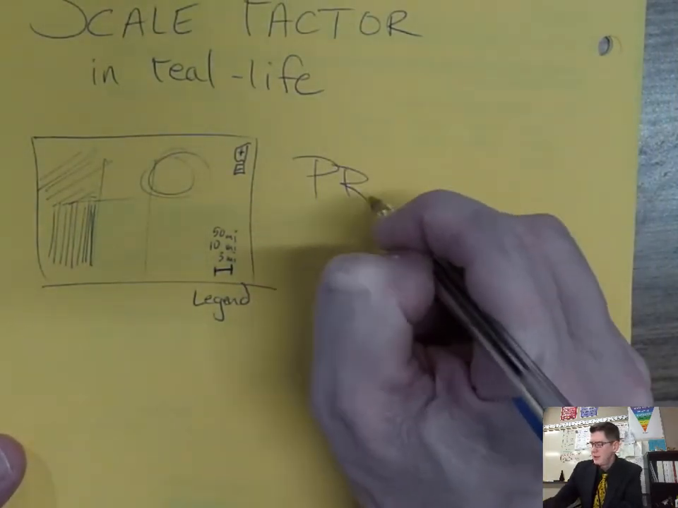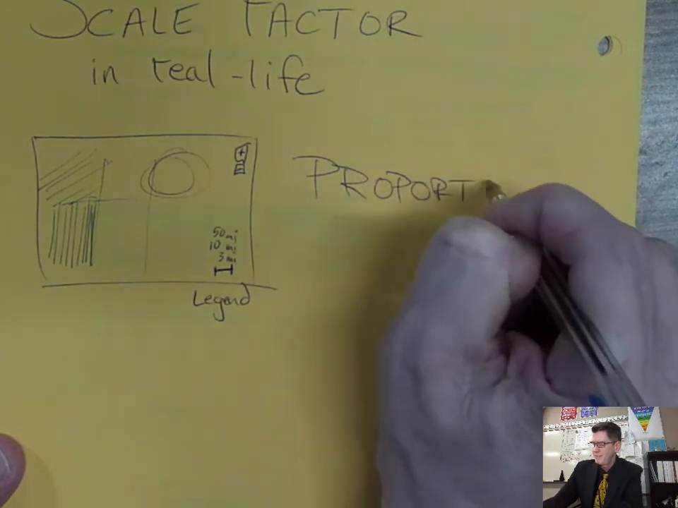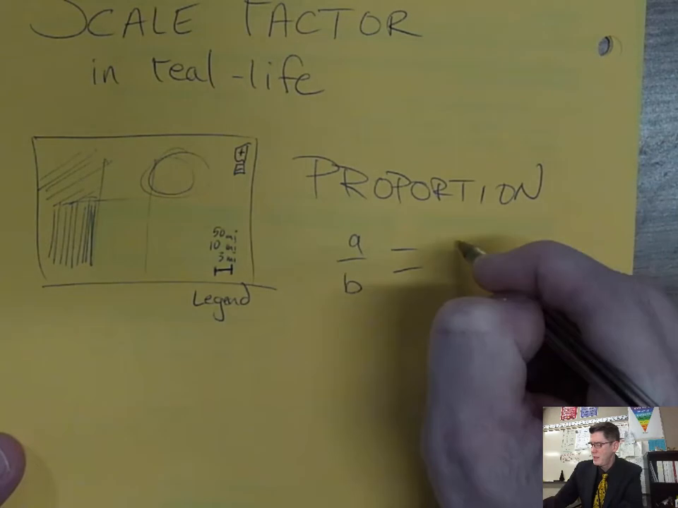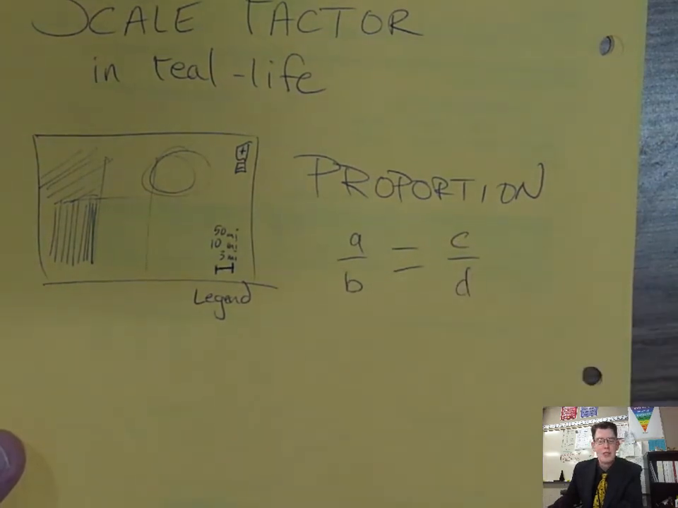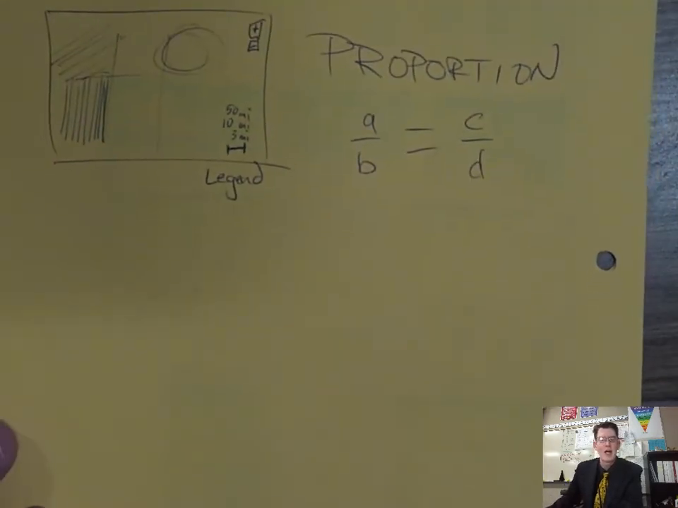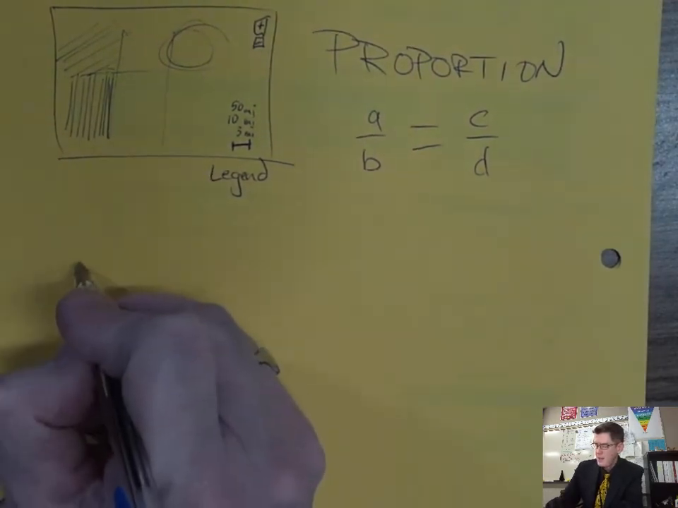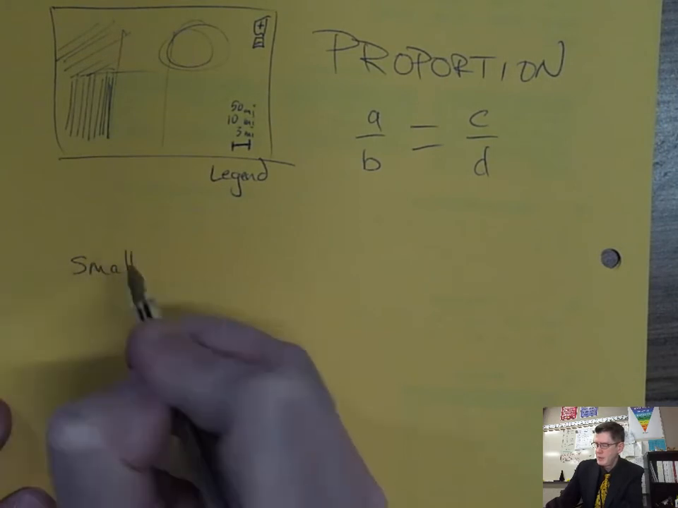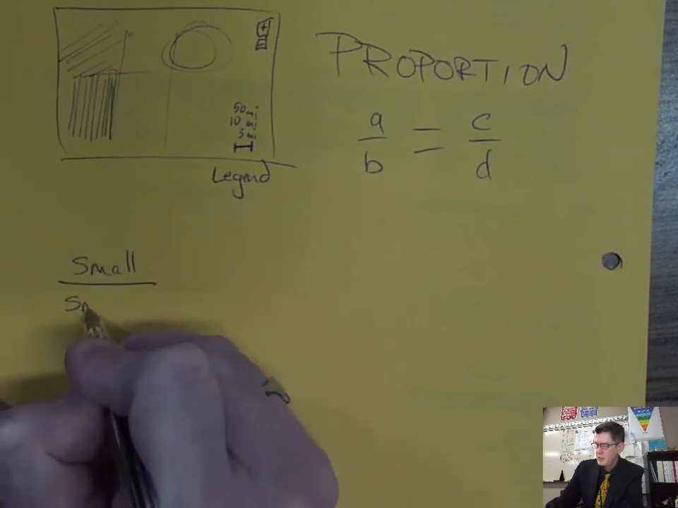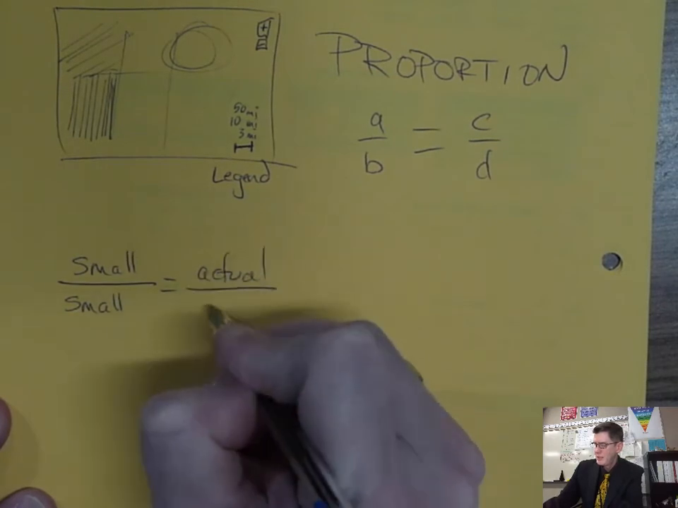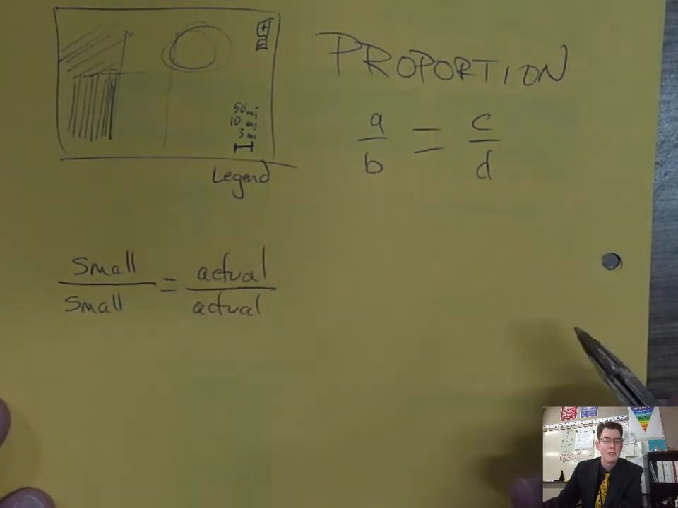All we do is use a proportion. That's all it is. Remember these proportions where you have A over B equals C over D, and then you solve for one number. That's all scale factoring is. And here's how the proportion can look. You can talk about a small distance as it compares to another small distance, and then set that equal to the actual distance with another actual distance. And I'll explain what I mean here in a second.